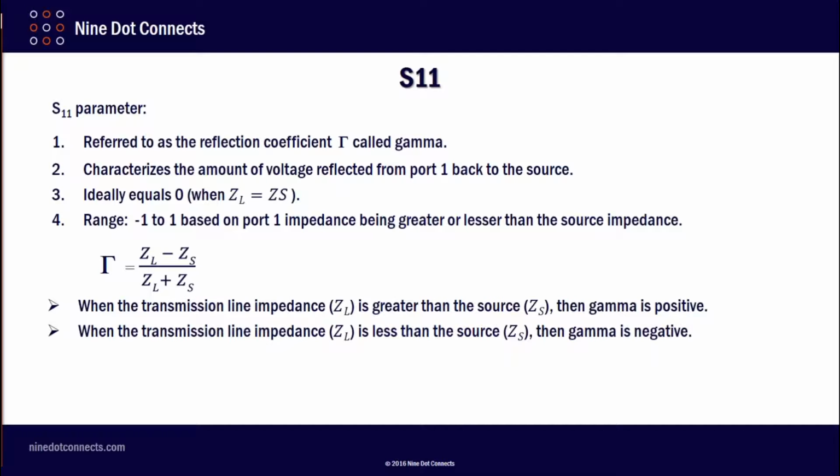When the transmission line impedance is greater than the source, then gamma is positive. When the transmission line impedance is less than the source, then gamma is negative. Two things to keep in mind: open circuit gamma. So in an open circuit, your load impedance is going to be infinity. So you end up with infinity over infinity, which equals 1. For a short circuit, your load impedance is 0. So you're left with minus your source impedance over the plus source impedance, which ends up being a -1.